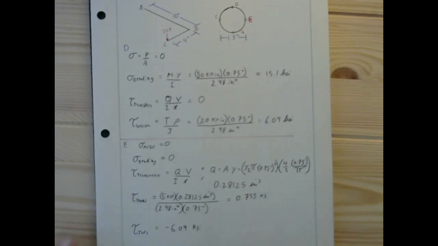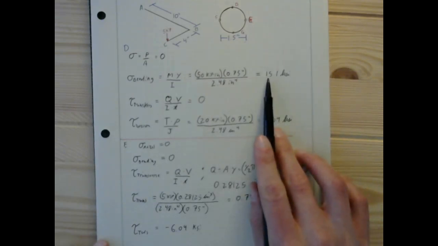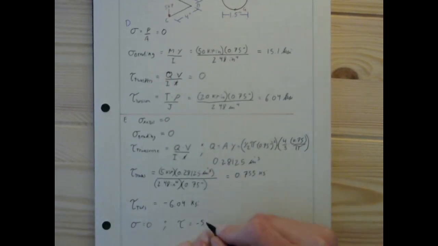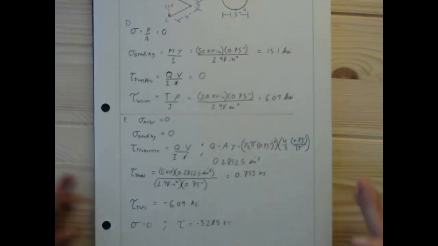And that means that overall, right here we didn't have to really do this because we had one normal stress and one shear stress. But we're going to have our bending stress at 0, and our shear stress is going to be the sum of these two. So it will be negative 5.285 KSI.